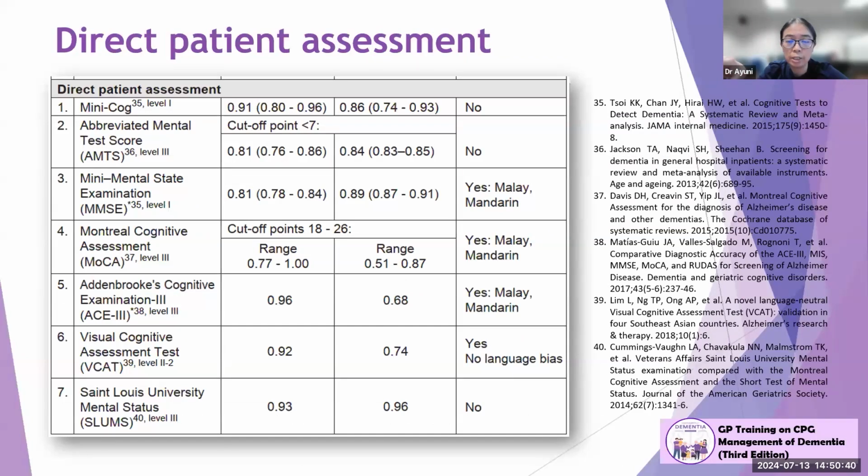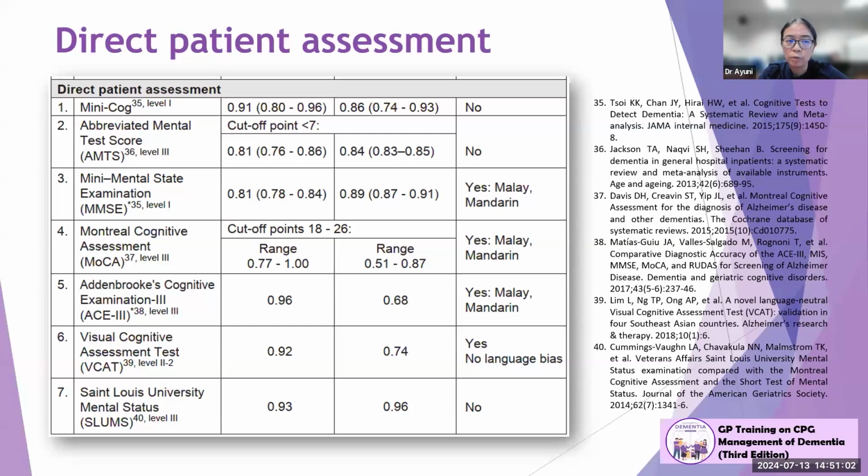So Mini-Cog is very easy. We put it in our CPG also. You just ask the patients to remember 3 objects. You ask them to draw a clock. After drawing a clock, they need to recall the 3 items. Then you can assess already. AMTS is 10 questions. But these two only assess 2 cognitive domains.